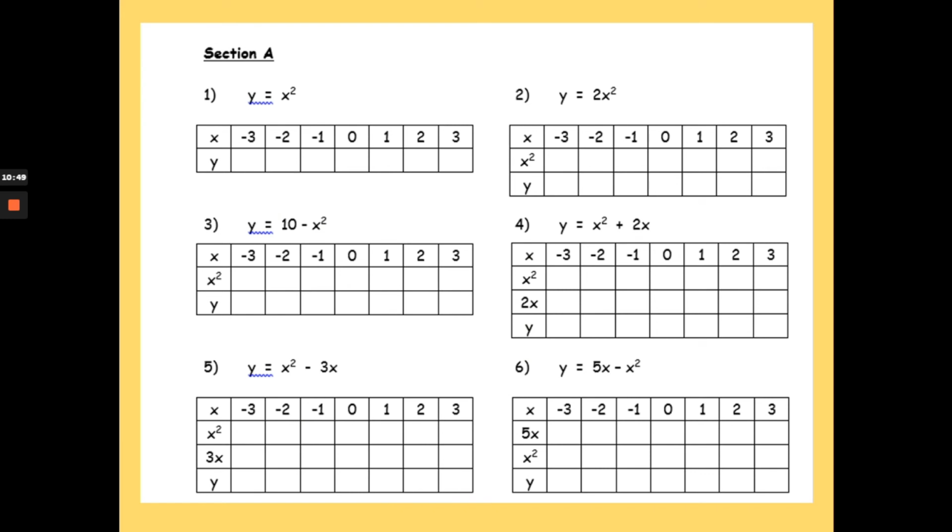And then I want you to pause the screen and give those ones a try, please. This might take you anything up to half an hour, 45 minutes. Can you work out the coordinates and plot the graphs of those quadratic equations, please? So pause the screen and give those a try.